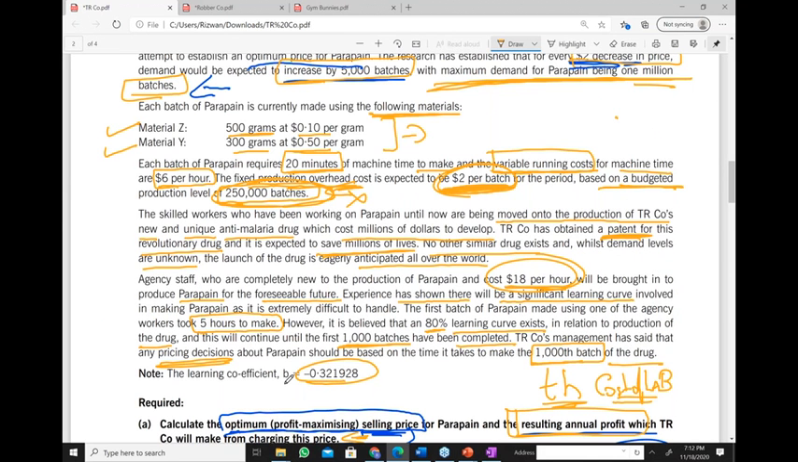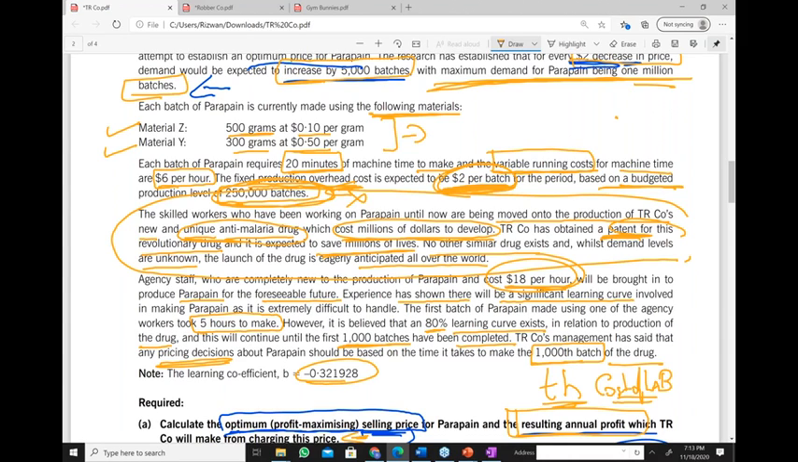This one paragraph. Let's see what it says. Skilled workers who have been working on paraffin until now are being moved on to production of unique. So first is unique. This is a unique anti-malaria drug like a corona vaccine, which costs millions of dollars to develop, which means there is a high cost of development, which everybody cannot incur. TR has obtained a patent for this revolutionary drug.